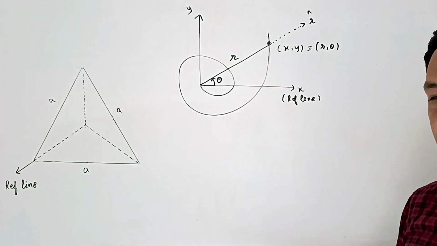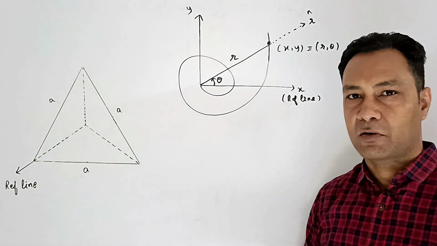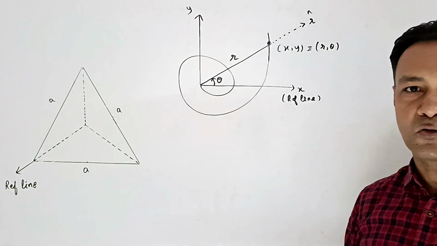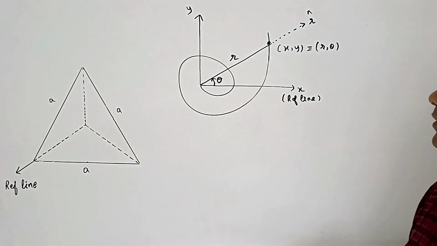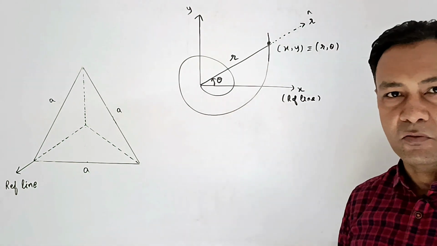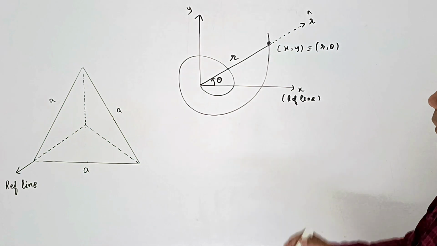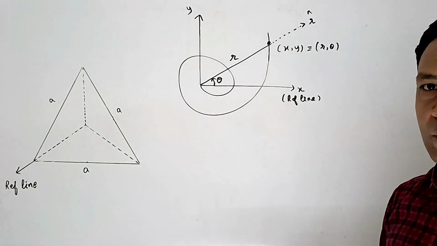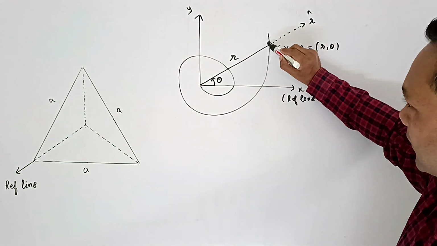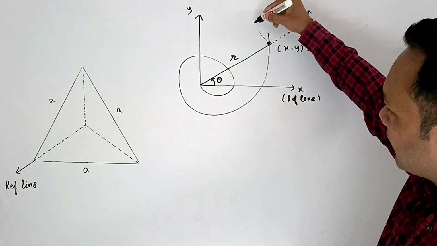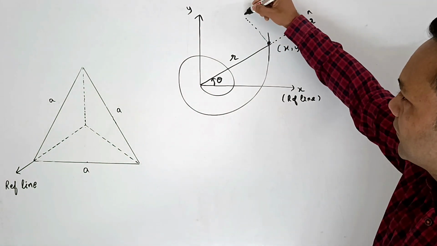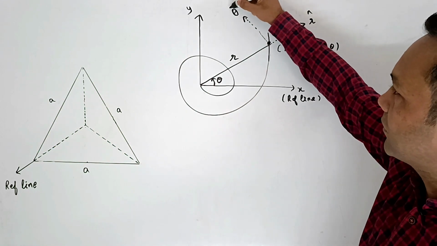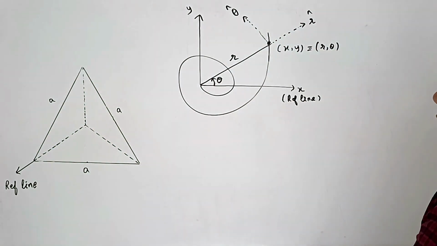If we take a basis of unit vectors, the basis unit vectors should be mutually perpendicular, otherwise they will be dependent. Basis vectors have to be independent. So if one unit vector I am taking along this direction, the other has to be perpendicular to this. The other unit vector is theta cap, in the increasing direction of theta.